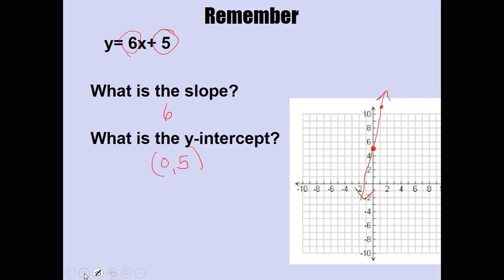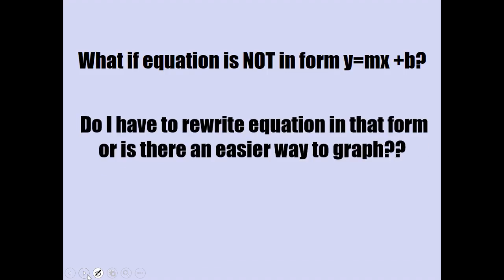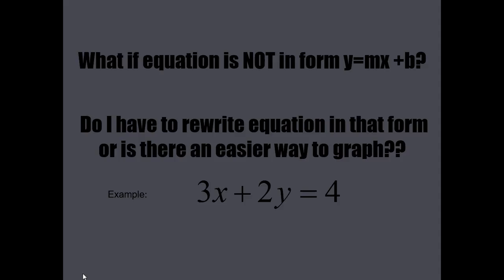Now, y equals mx plus b is a great way to graph lines, but it's not the only way, and that's important to know. So what if the equation's not in y equals mx plus b form? Do I have to rewrite it, or is there another way, maybe an easier way to graph? The example we're going to look at today involves equations that look like these, where the x's and y's are together on one side. You can certainly solve for the y, no big deal, and graph it using y equals mx plus b, but there are other options, and you should just be aware of those other options.